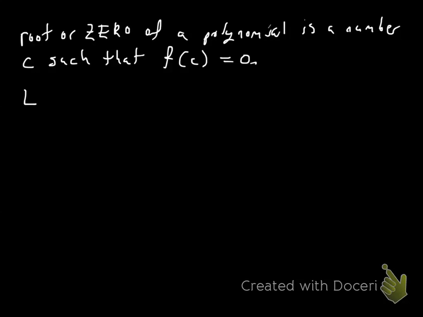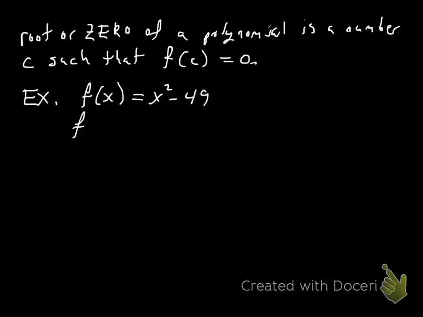We're going to look at a couple of theorems for polynomials regarding zeros. So a zero or a root of a polynomial is a number c such that when we plug it into the polynomial, f of c is going to equal 0. To give you an example of a zero, let's say we have a polynomial function x squared minus 49.